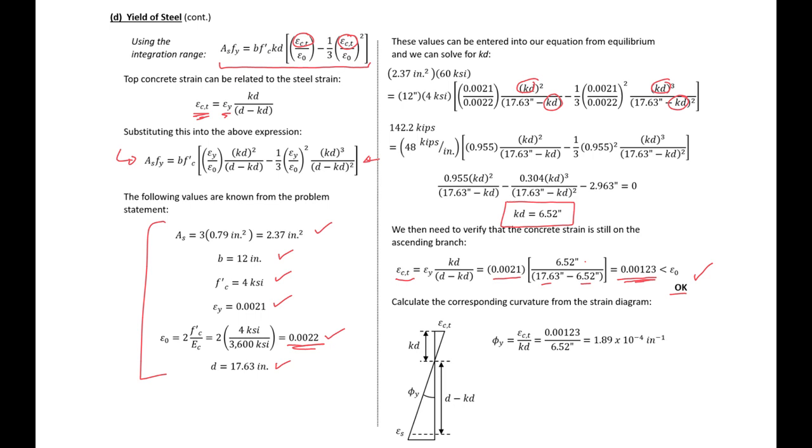Finally, we can calculate our corresponding curvature from our strain diagram. We can use any points that we want. I used our top concrete strain and divided it by our kd. Assuming small angles, we'll find our curvature then to be 0.00123 divided by 6.52 to give us a curvature value when our steel yields.